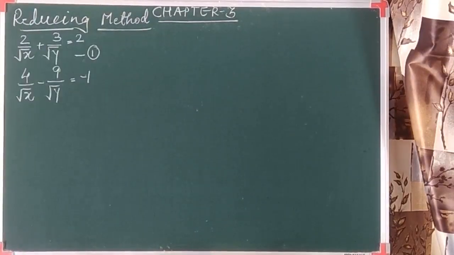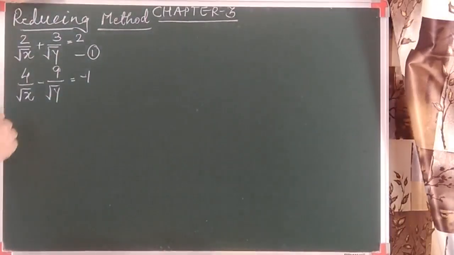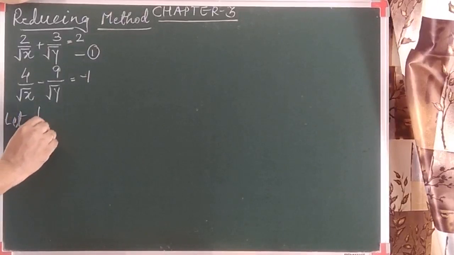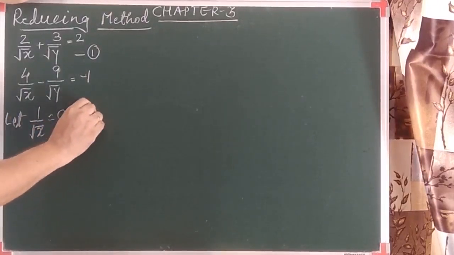Let's see one more question of the same method. This is again a good question. You can see again the variables are in the denominator, but the variables are given in the square root form. So let us suppose the same as we discussed in the earlier question: 1 by root x as a and 1 upon root y as b.